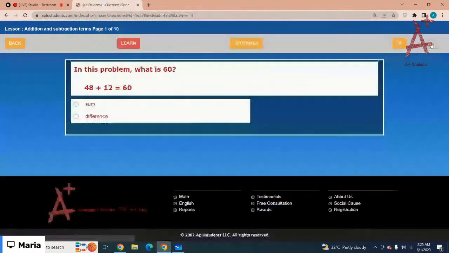Okay, in this problem, what is 60? Sum or difference, which is the correct option? That would be the sum. When you are adding two numbers, the answer would be the sum. So it is the sum of two numbers. 60 is the sum of 48 plus 12. The correct option is sum. Got it? 60 is the sum.